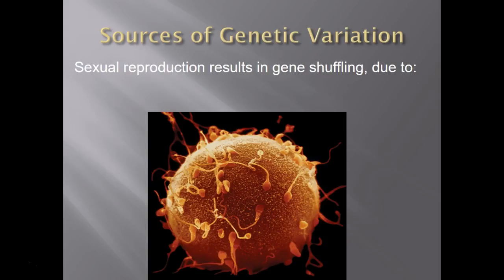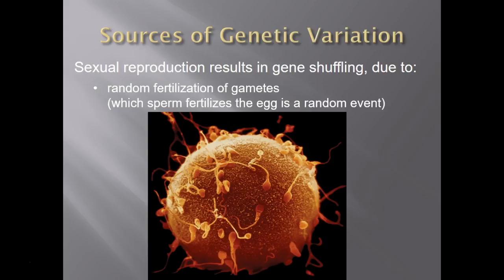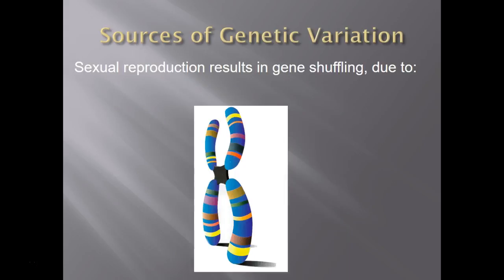Well, sexual reproduction results in gene shuffling for the very fact that which sperm gets to fertilize the egg is a totally random event. There might be hundreds of millions of sperm that are vying for that opportunity to fertilize the egg, but only one, as you know, is going to get that opportunity. So that's a random event. So that results in genetic shuffling.